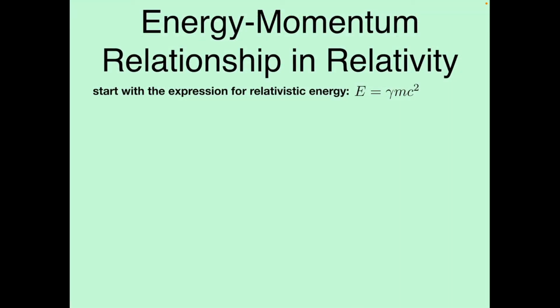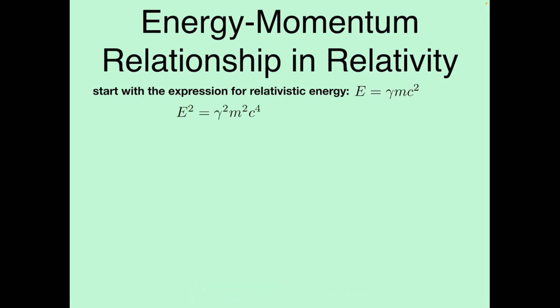Okay, so next, we're going to derive a really important relationship between energy and momentum. And we're going to start with the expression for relativistic energy that we found in the last video. Now, this is the total energy E. It's the sum total of an object's kinetic energy and its rest energy. And this total energy E is given by gamma times mc squared. So we found that in the last video.